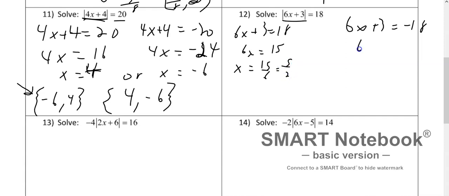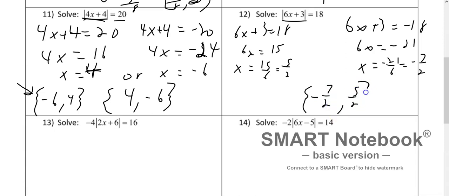Over here, when I subtract 3, I'm going to get negative 21. Negative 18 minus 3, negative 21. This time I'm going to get negative 21 over 6, or 3 goes in 7 times, 3 goes in 2 times. And again, this is perfectly fine just writing it like that, or if you want to use braces, you can do it like that.